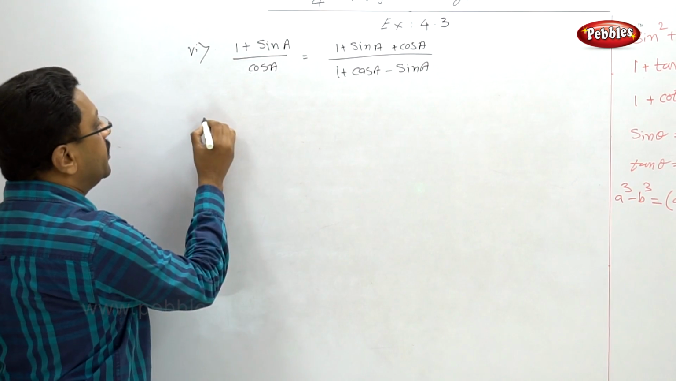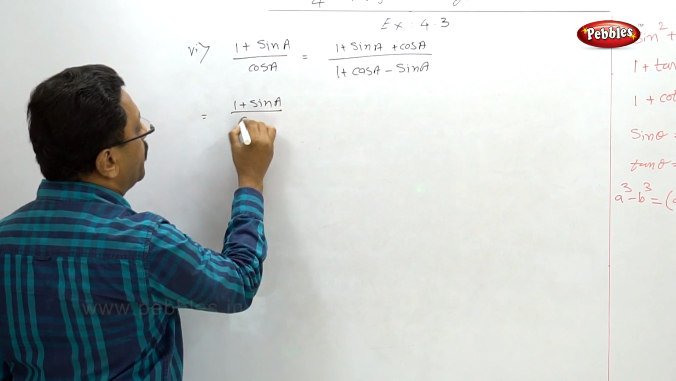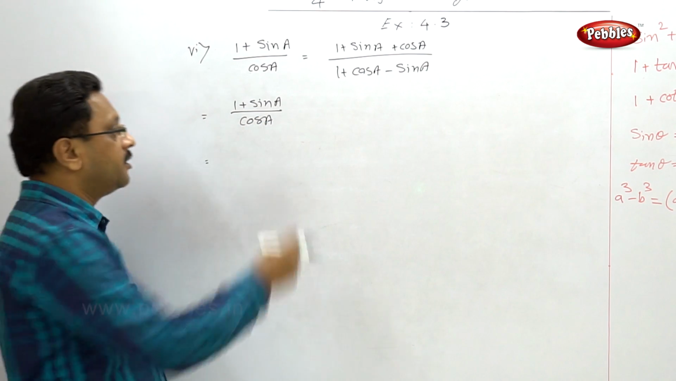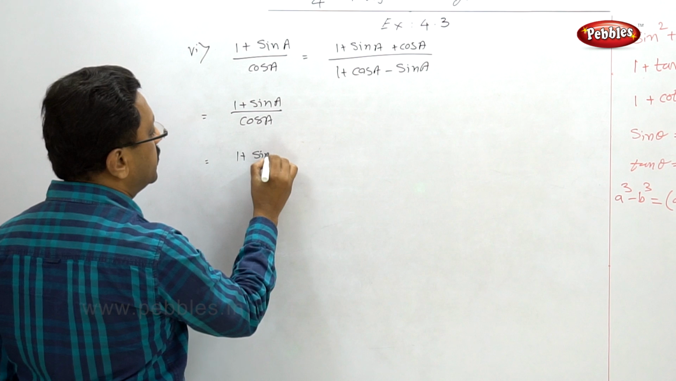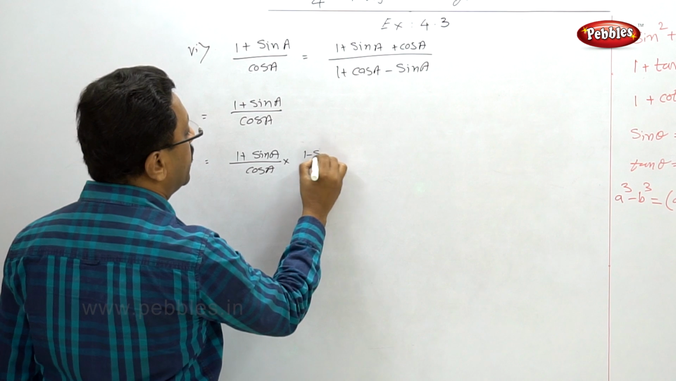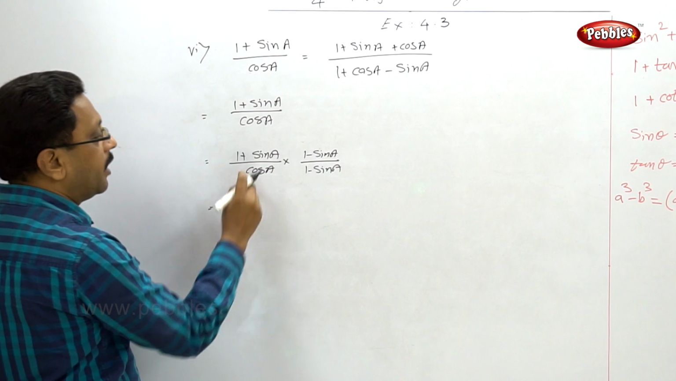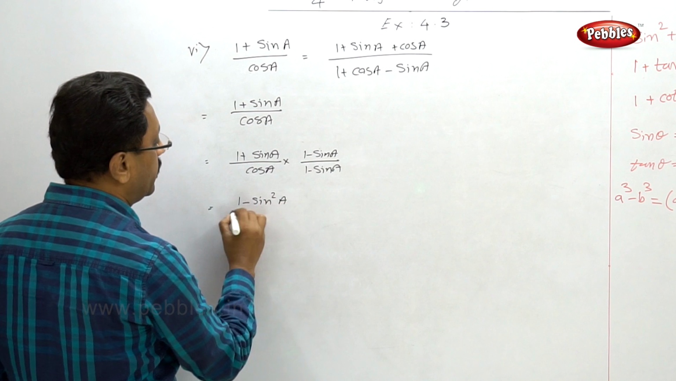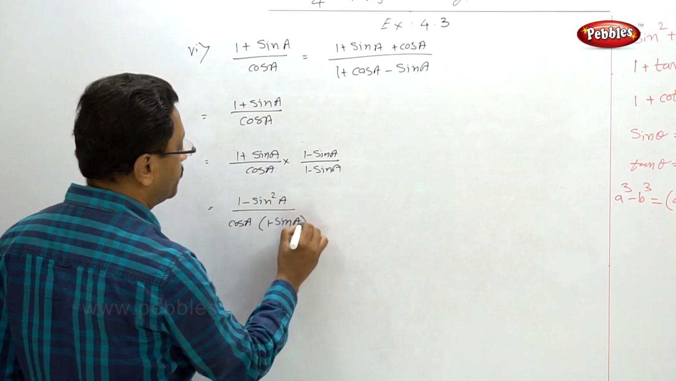Now let us start with the left hand side, that is (1 plus sin A) upon cos A. We have got nothing else to do than rationalizing the numerator. So we will multiply and divide by (1 minus sin A) upon (1 minus sin A). So we will have (a plus b)(a minus b), so we will have 1 minus sin square A upon cos A into (1 minus sin A).